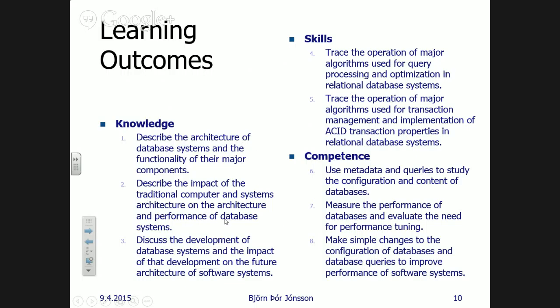Describe the impact of traditional computer and systems architecture on the architecture and performance of database systems. How do you feel about this? Does the wording make you uncomfortable? So what is the traditional computer and systems architecture? Main memory, processor, CPU caching, hard drive, buses between, bottlenecks, moving things to and from disk, etc. Right? How does this impact us?